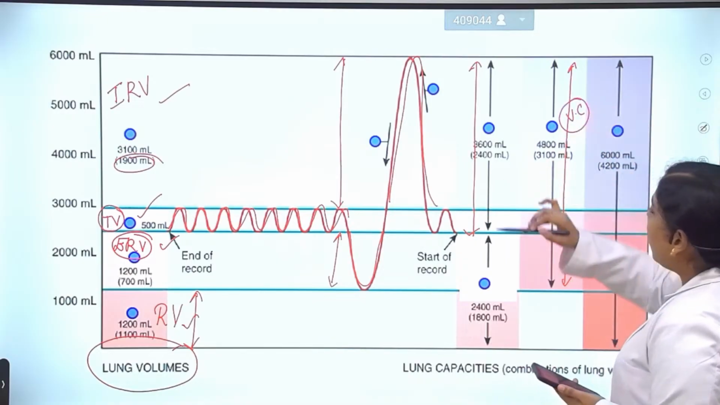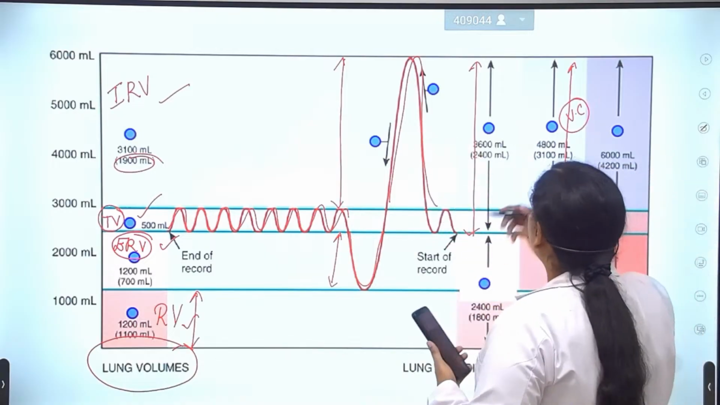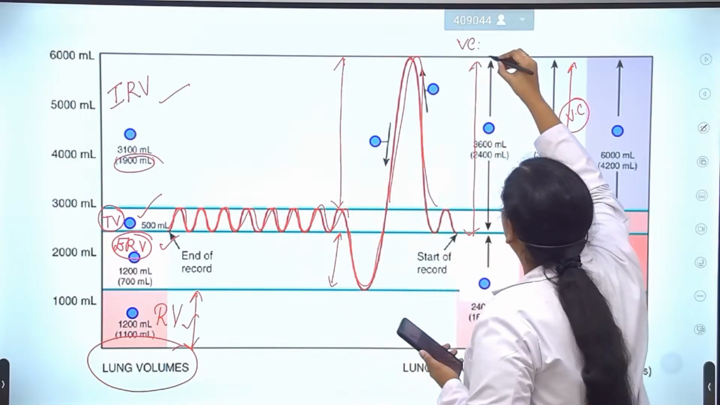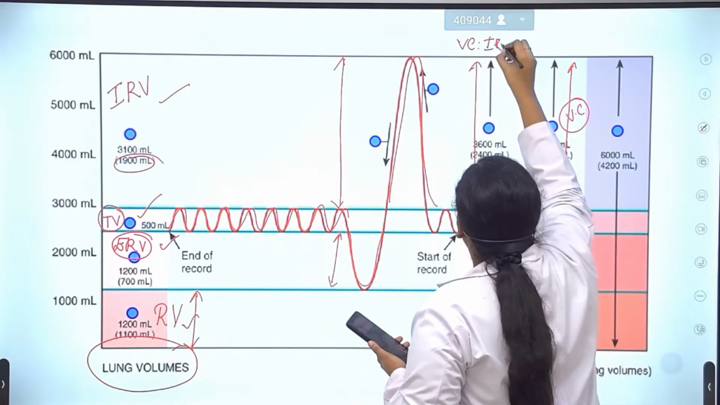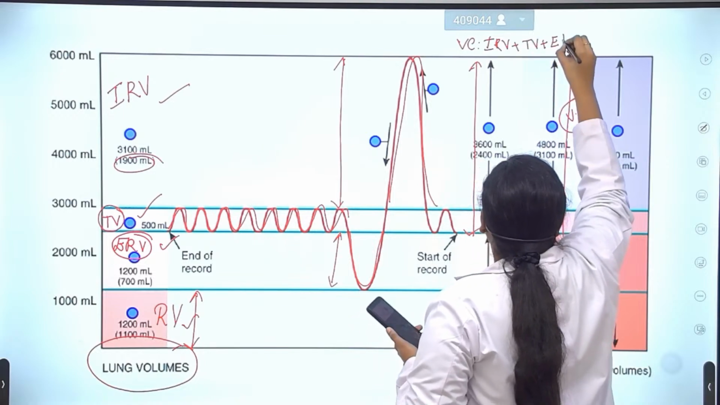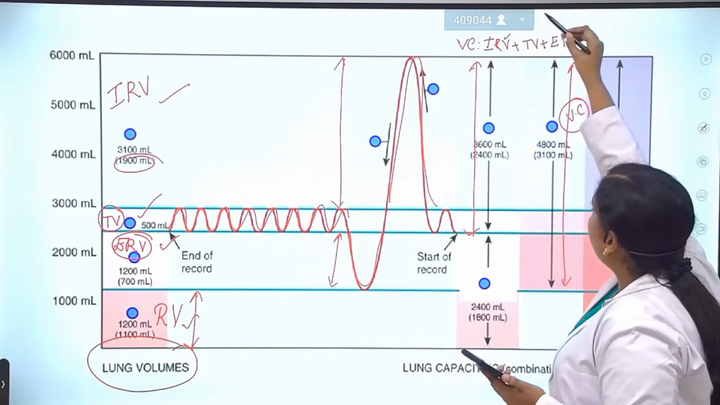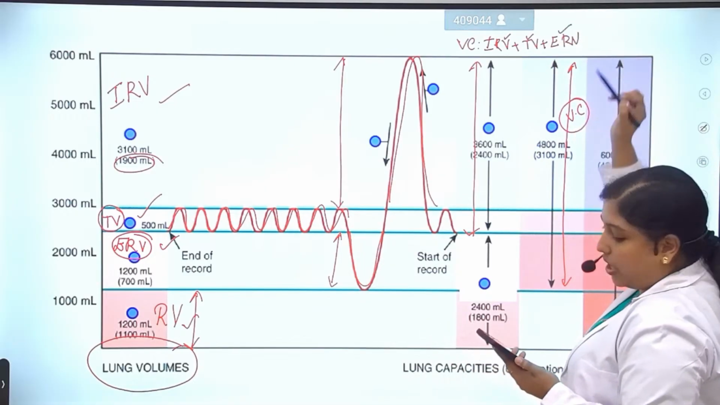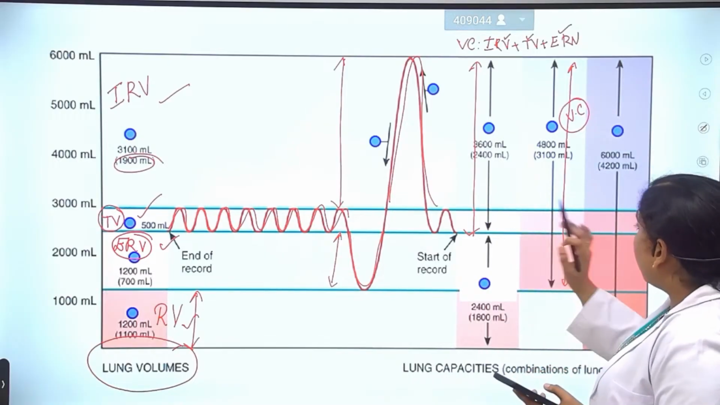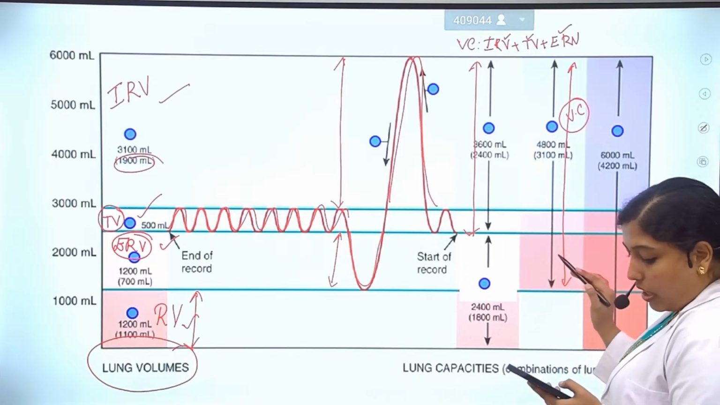What is the formula for vital capacity? You have to tell it clearly. Vital capacity of the lungs is your inspiratory reserve volume plus your tidal volume plus your expiratory reserve volume. That is your vital capacity.